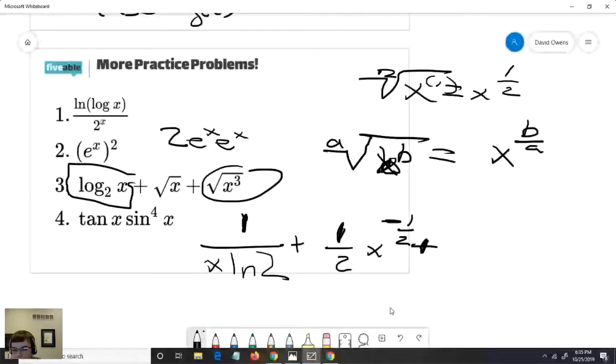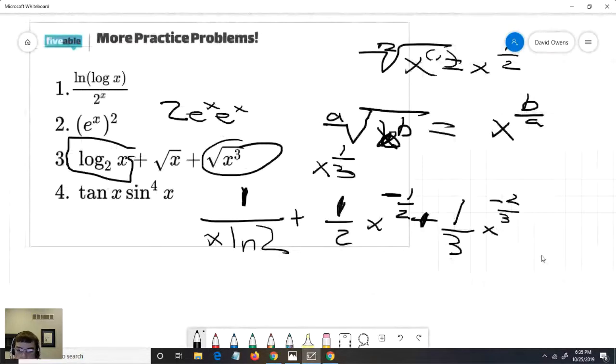And once again, this is another radical, or a power, hiding as a radical. So that's going to be x to the 1/3. And so what we're going to do here is treat this once again like any other power. We're going to get 1/3 x to the negative 2/3. And so now this can be simplified a little bit.